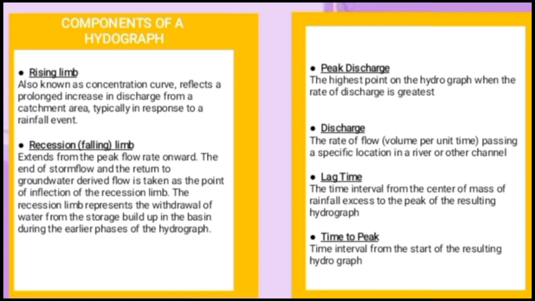The third one is the peak discharge, the highest point on the hydrograph when the rate of discharge is greatest. Now, the fourth one is discharge. Discharge is the rate of flow, volume per unit time, passing a specific location in a river or other channel. Lag time is the time interval from the center of mass of rainfall excess to the peak of the resulting hydrograph. Time to peak refers to the time interval from the start of the resulting hydrograph.